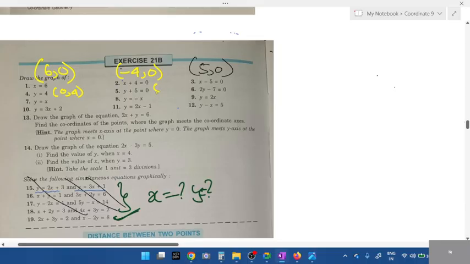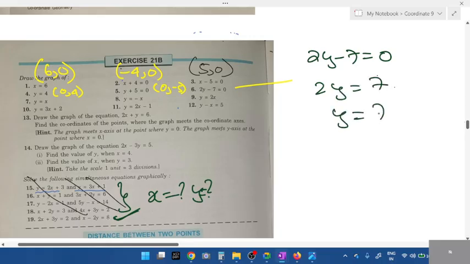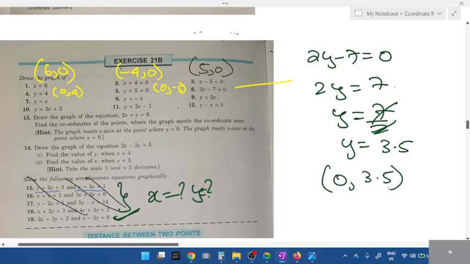What about this one, students? Minus 5 goes to the other side. What do you get? 0 comma. Okay, solve this question. What do you get after solving? 2y minus 7 is equal to 0. 2y is equal to 7. y is equal to, what's the value? 3.5. What's the answer then? 0 comma 3.5.